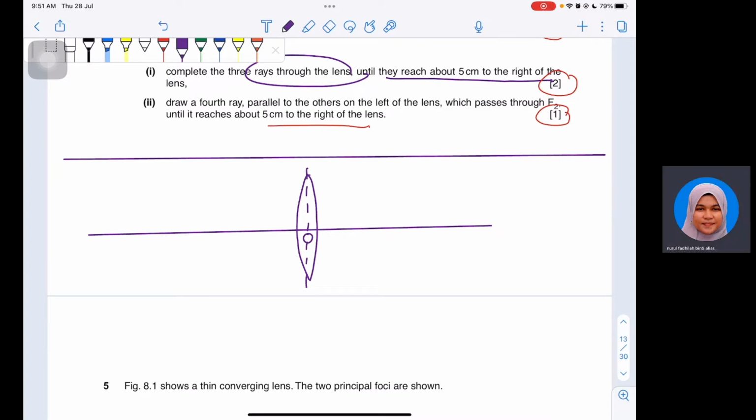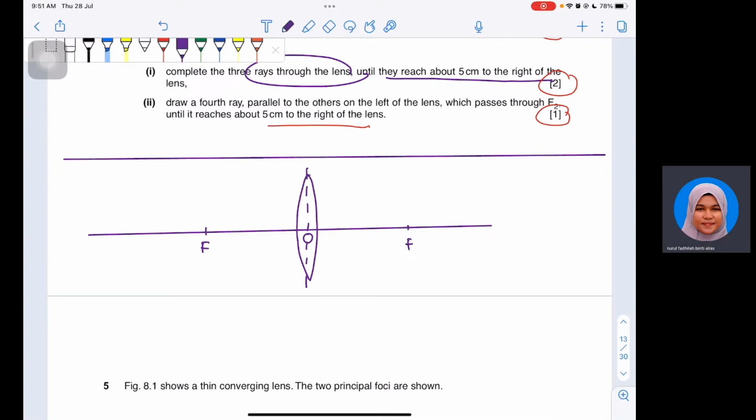Okay, that's O. You know what O is. Okay, optical center and then F. And then this is F. F dengan F ni about the same lah. Tak, ini contoh je. Saya nak tunjuk contoh je. Okay.